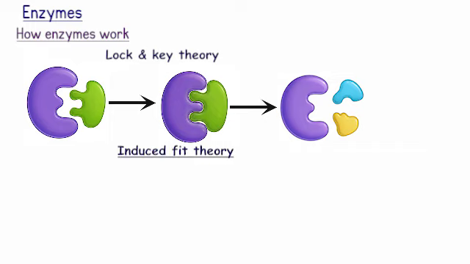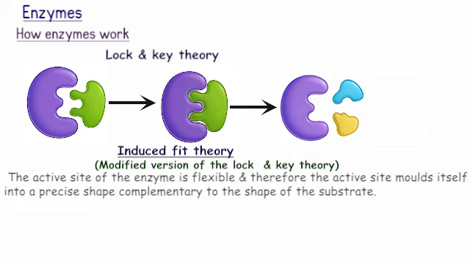Now the induced fit theory is a modified version of the lock and key theory. According to the induced fit theory, the active site of the enzyme is more flexible than previously described in the lock and key hypothesis. So this basically means that the active site of the enzyme is flexible and therefore molds itself into a precise shape complementary to the shape of the substrate it's interacting with. So the shape of the active site is influenced by the shape of the substrate, and this enables the enzyme to perform its catalytic function more efficiently.